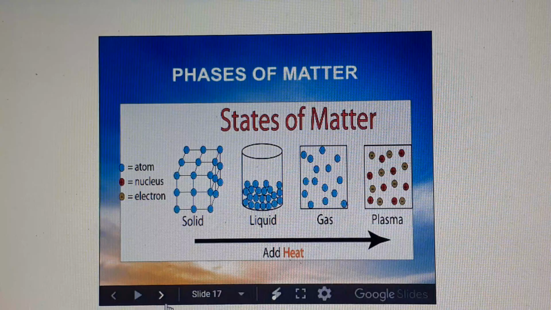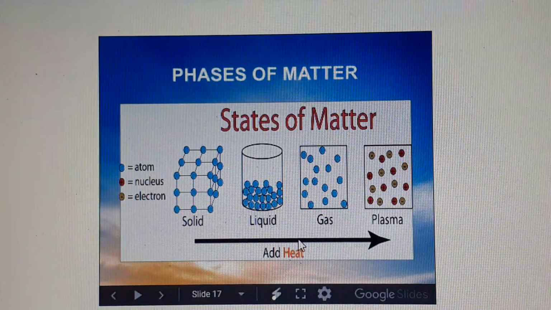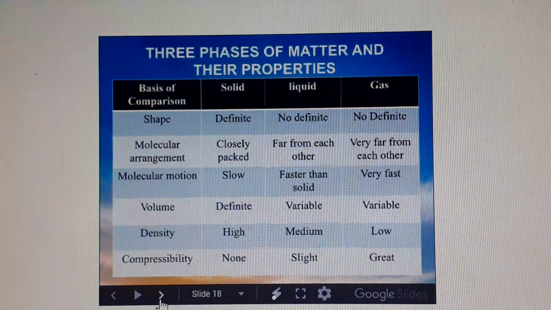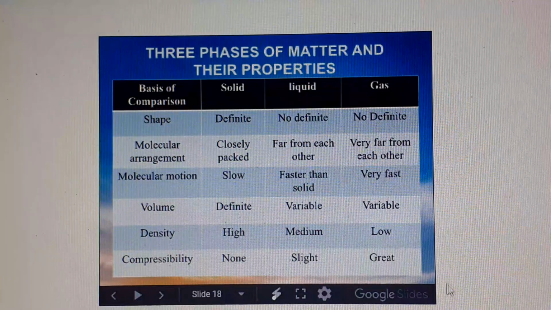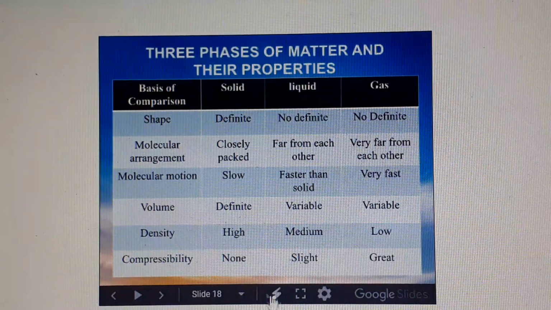And these are the states of matter: solid, liquid, gas, and plasma. This is the three phases of matter and their properties. Just look at the table and analyze it.